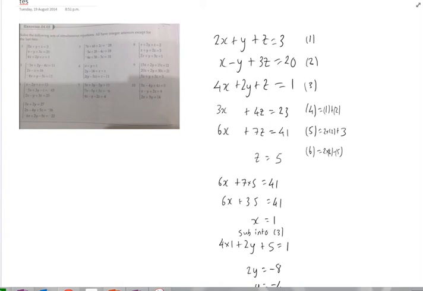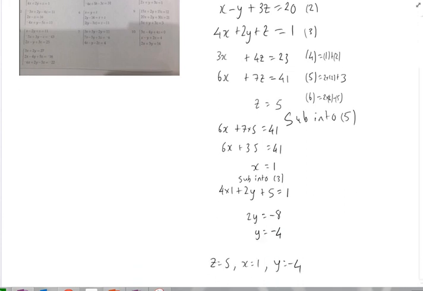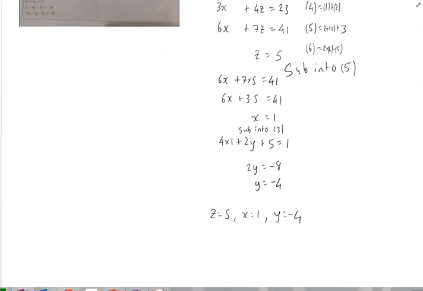Now what I then do is substitute that back in. So I'm going to substitute that back into equation 5. Wherever I saw a z, I stuck a 5. So I've got 6x plus 7 times 5 is 41. So then 6x plus 35 is 41. So I found that x equals 1.